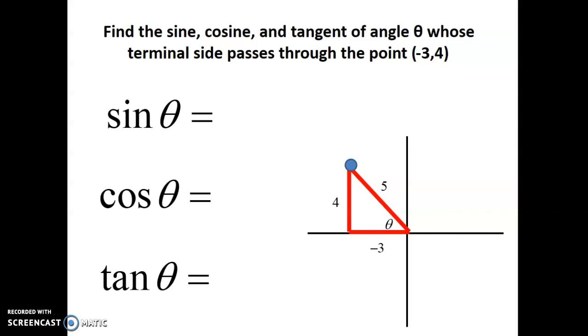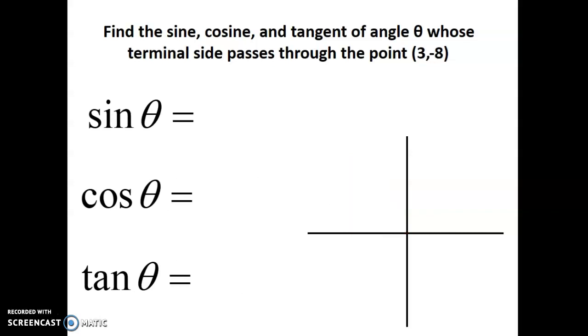So the sine, opposite over hypotenuse, would be 4/5. The cosine would be adjacent over hypotenuse, which is -3 over 5. And the tangent of theta would be the opposite over adjacent, which is -4 over 3. Pretty straightforward. Okay. The troubling part comes when it's not a perfect Pythagorean triple, like the next one. Same idea.